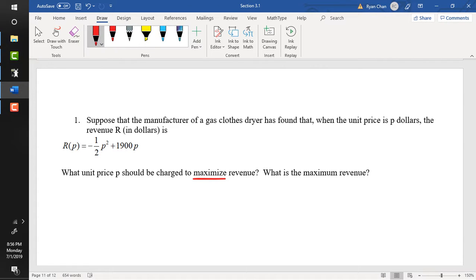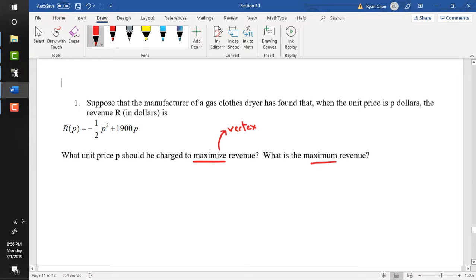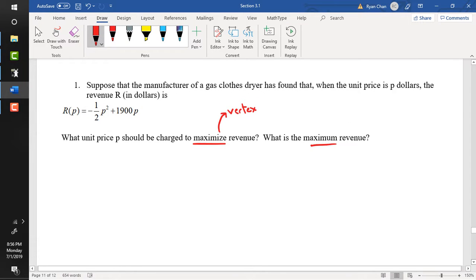So when they're trying to find maximum or minimum, right, they're actually talking about the vertex. Okay. So do be mindful about this. Now they gave us two questions, all right, and we have to solve both of these questions. So it says what unit price should be charged to maximize revenue and what is the maximum revenue. Okay. So let's understand what's happening here.